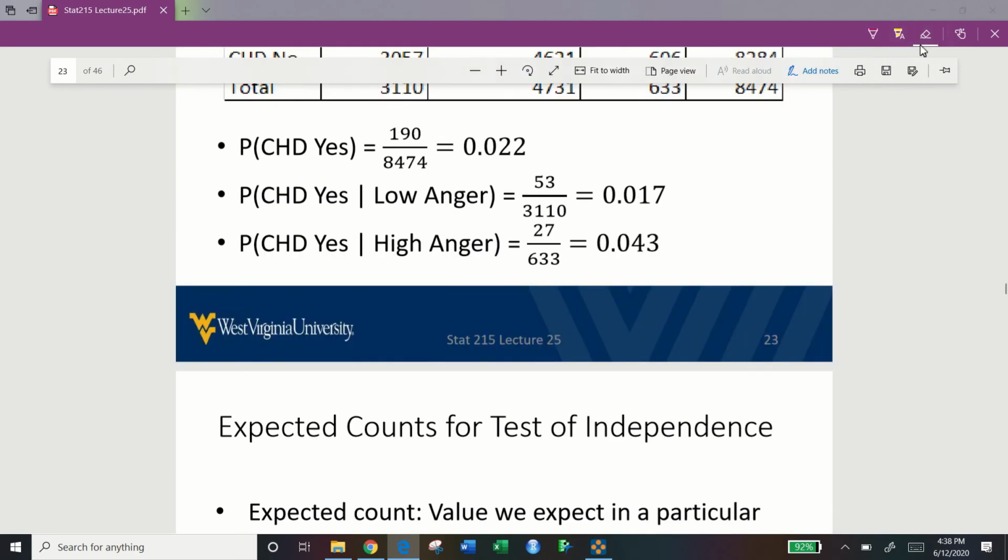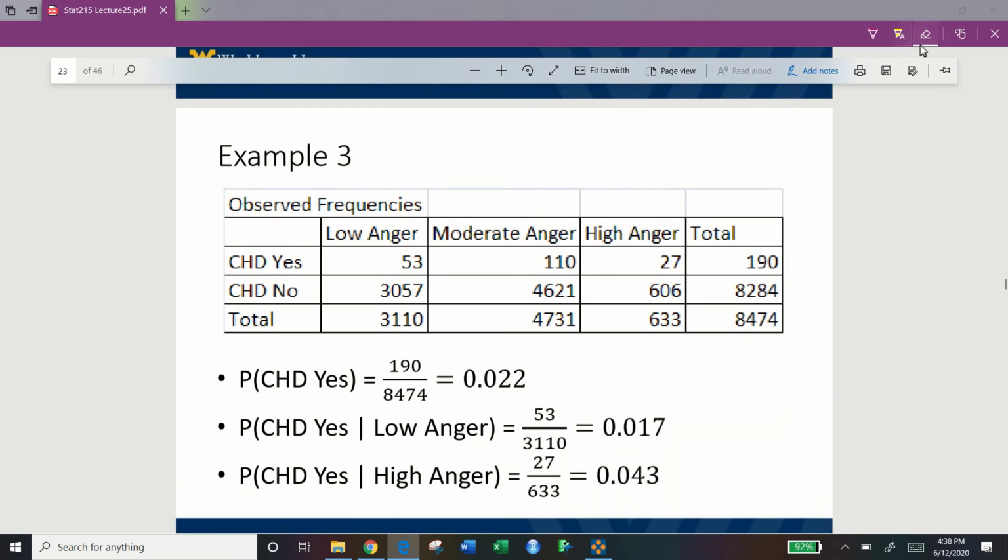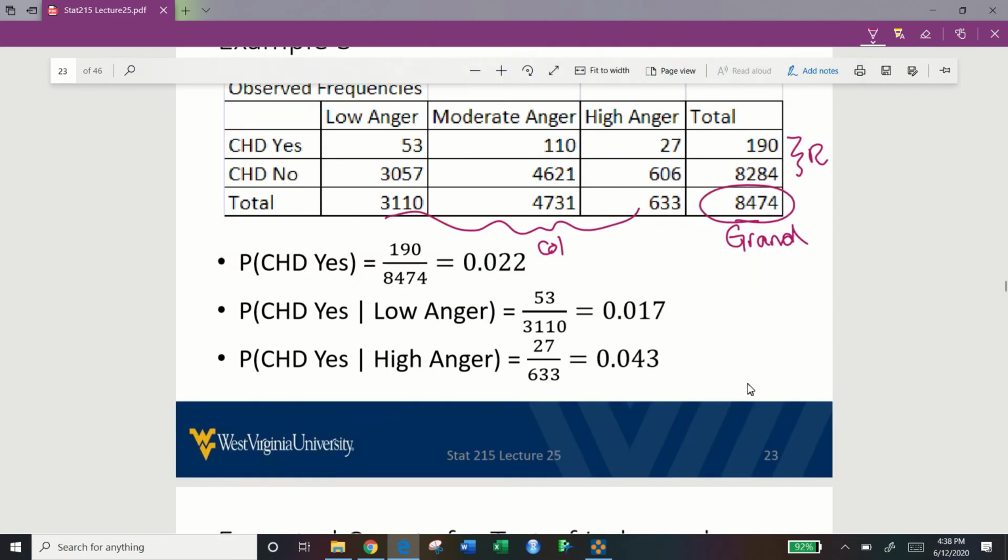Just to be clear, if I scroll up, 190 and 8,284, these are the row totals. The 3,110, the 4,731, and the 633, these are the column totals. And finally, that 8,474, that's the grand total. We will use these values to calculate our expected counts.